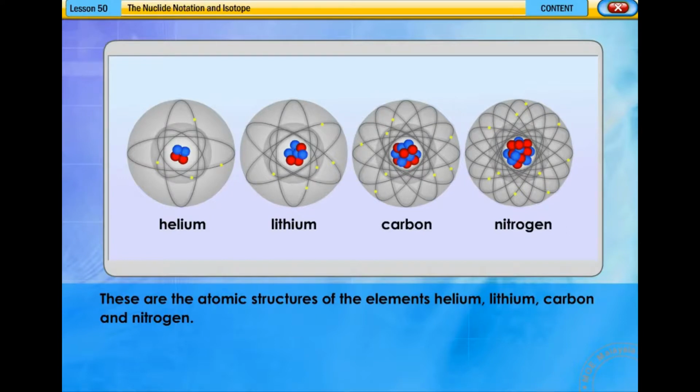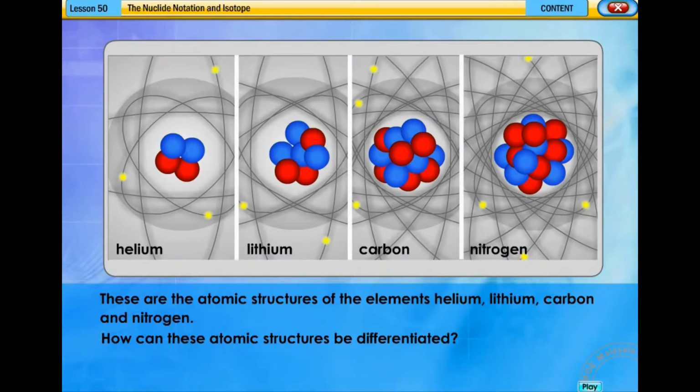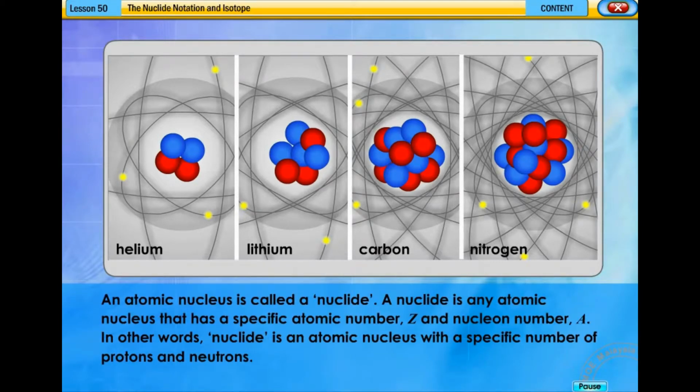These are the atomic structures of the elements helium, lithium, carbon, and nitrogen. How can these atomic structures be differentiated? Each atomic structure has different atomic nucleus. An atomic nucleus is called a nuclide. A nuclide is any atomic nucleus that has a specific atomic number Z and a nucleon number A. In other words, nuclide is an atomic nucleus with a specific number of protons and neutrons. For example, the helium nuclide has 2 protons and 2 neutrons.